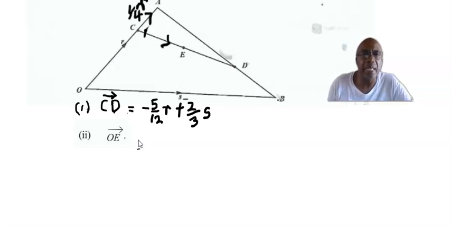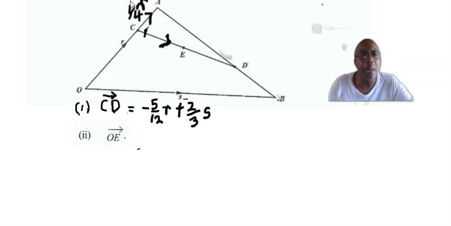2021 Caribbean Secondary Education Certificate Mathematics Examination. And we are on the vector question number 10, part C. In the last video, we looked at part 1, which told us to find the vector CD. And we found the vector in terms of R and S. And we found this as the answer, vector CD, which is the vector here, equals minus 5 over 12R plus 2/3 S.